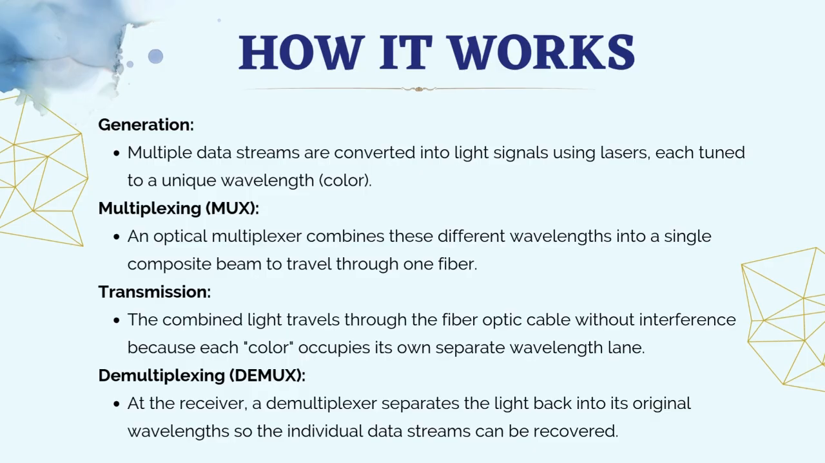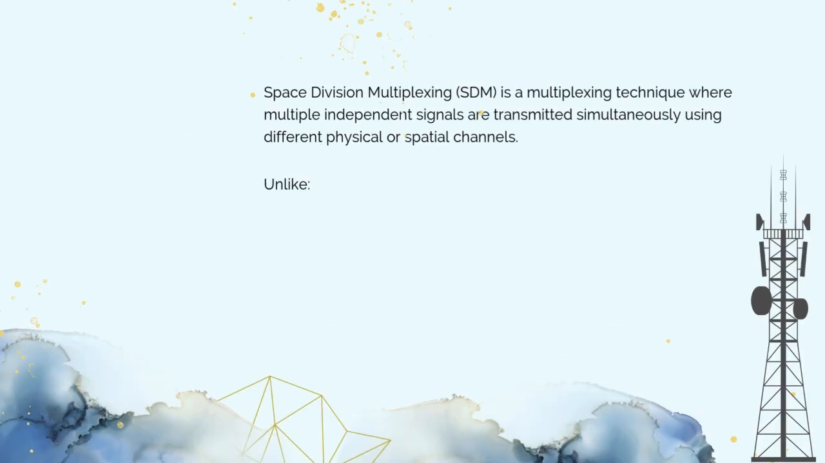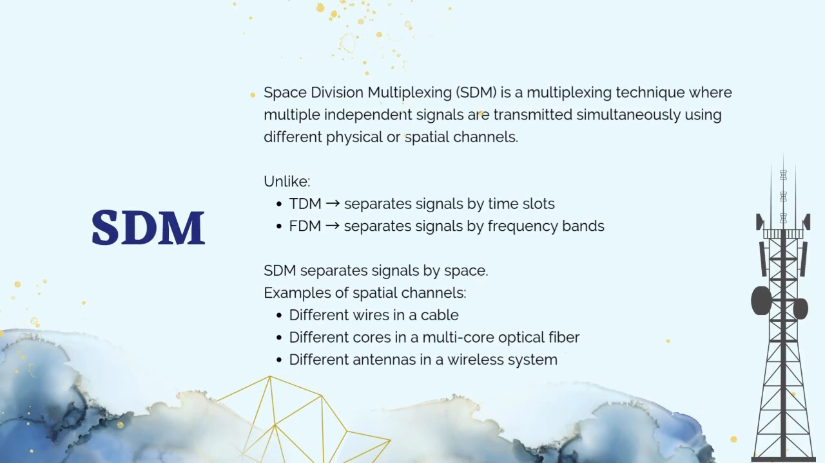Next, we will move to the SDM. SDM is space division multiplexing. It is a multiplexing technique where multiple independent signals are transmitted simultaneously using different physical and spatial channels. Unlike TDM, which separates signals by time slot, and FDM, which separates signals by frequency band, SDM separates signals by space.